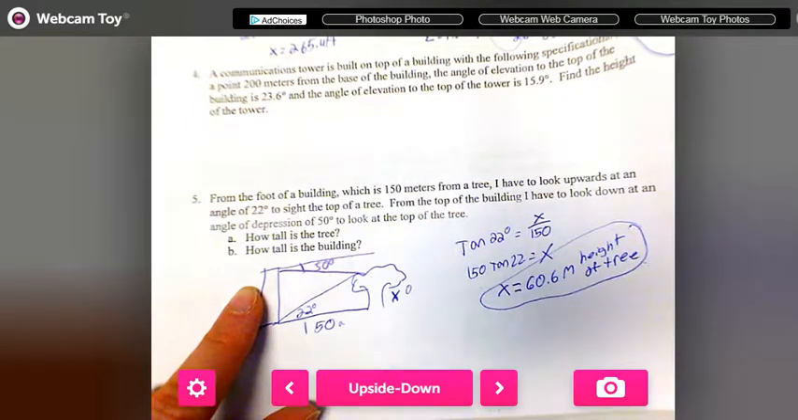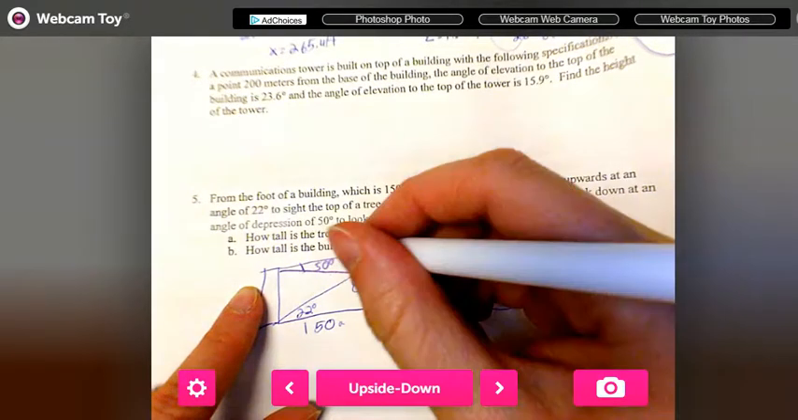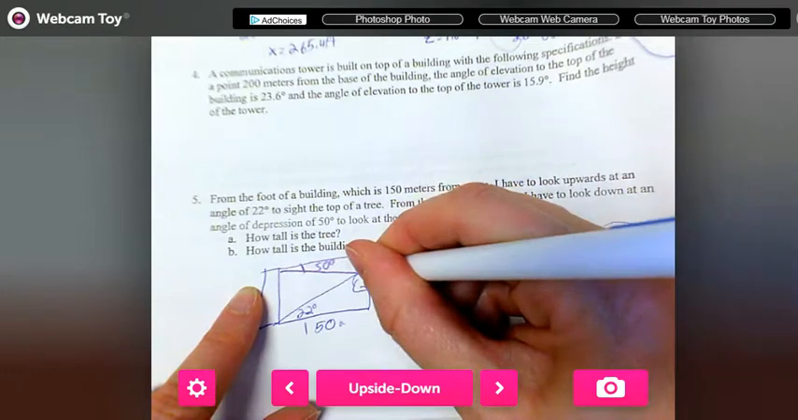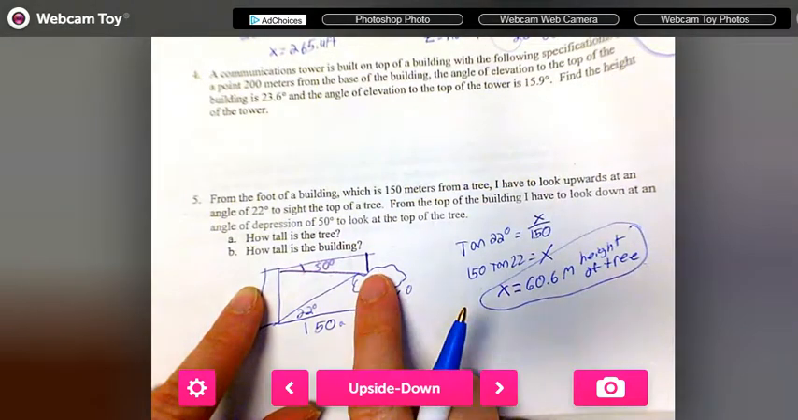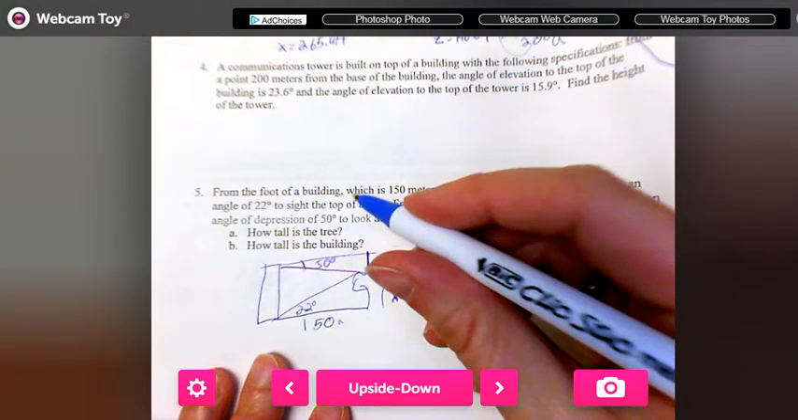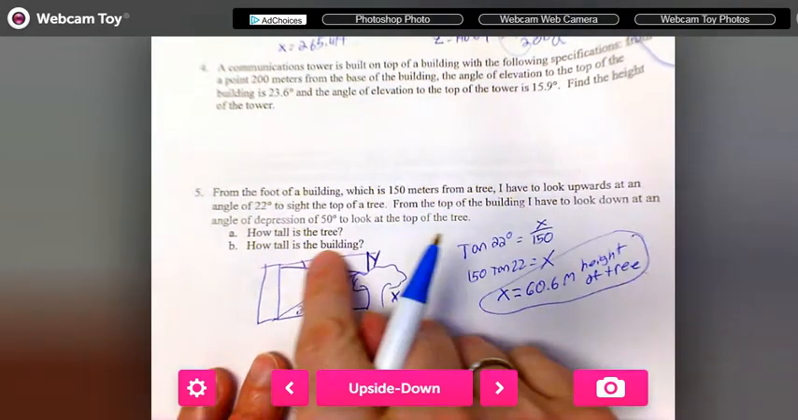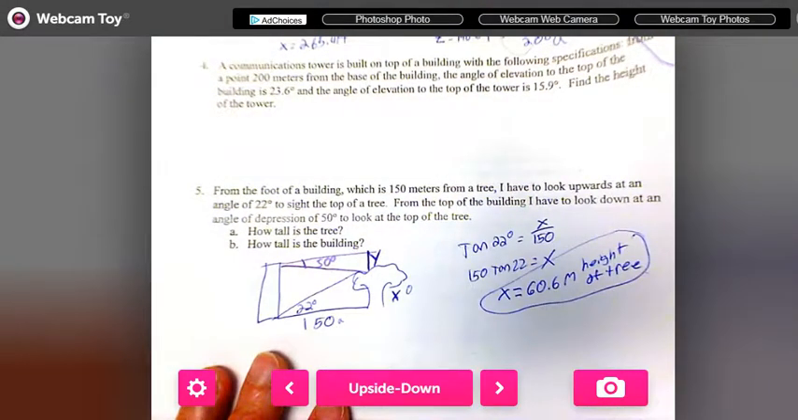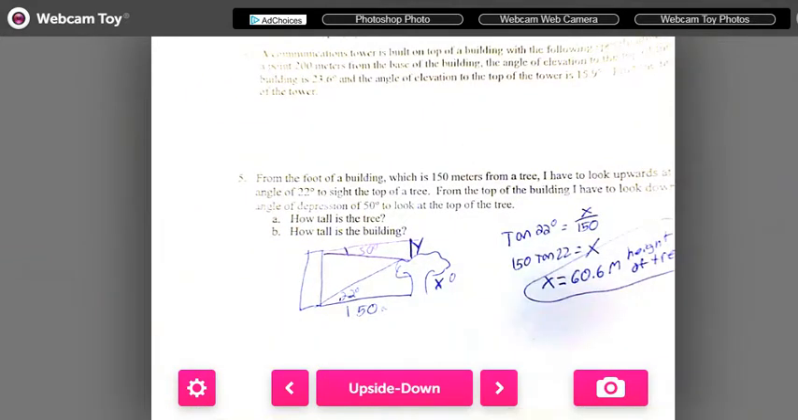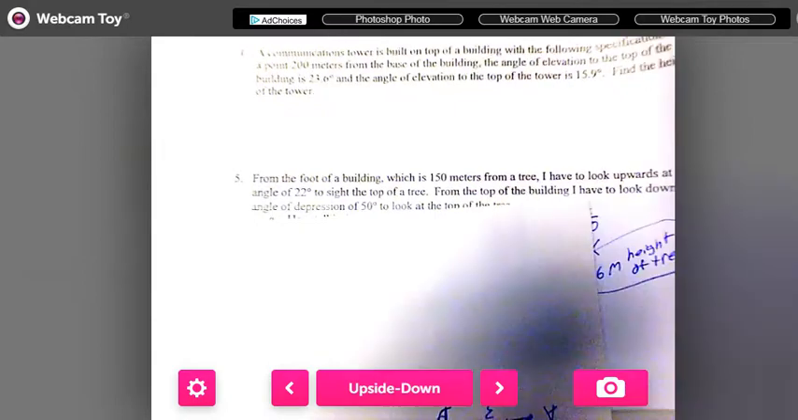So I have a question. If the tree is 60.6 meters, and see this little part right here, I'll call it y. If I added y to it, would I get the height of my building? You don't get it? Let me draw this picture bigger.